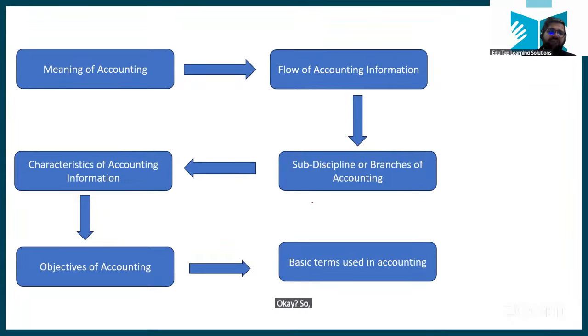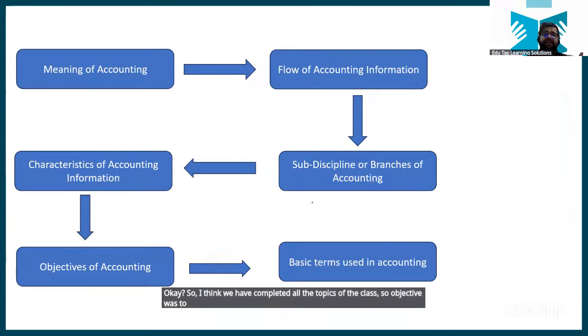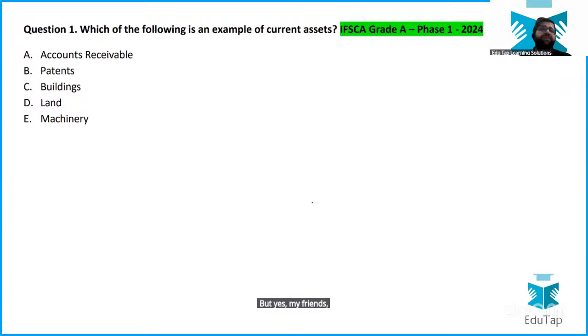So I think we have completed all the topics of the class. The objective was to complete 6 topics. But yes, my friends, I have to explain one more point. Have you understood the word outstanding? Outstanding means something which you have to pay, bakaya kind of thing.